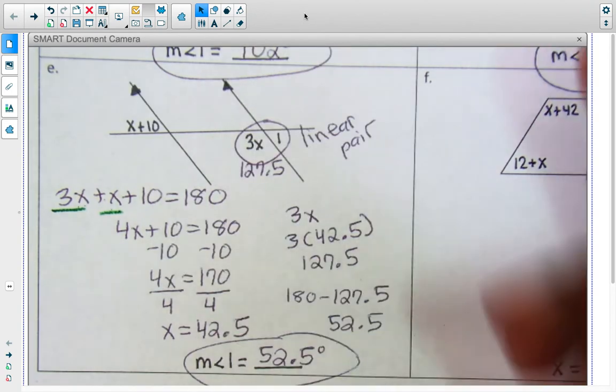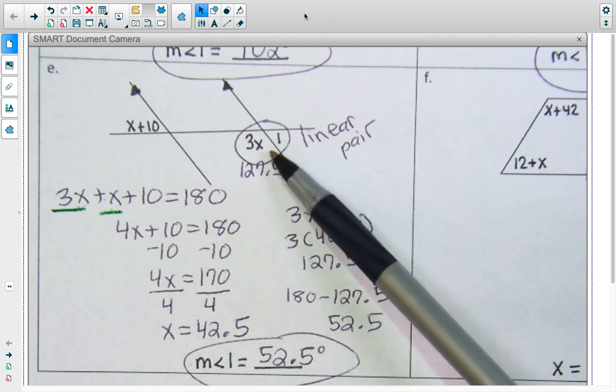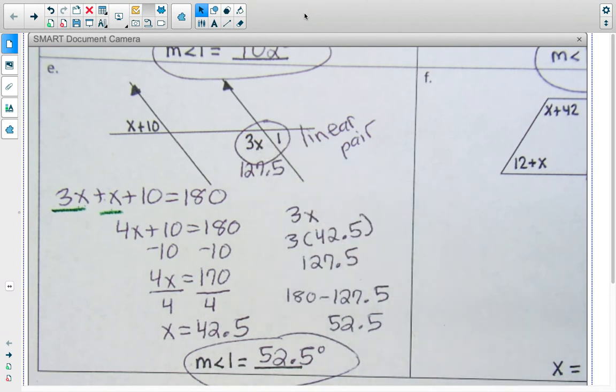So hopefully you see a pattern as all the ones that we've been doing so far. Figure out if they're equal to 180 or congruent to each other. Solve your equation. Take that given information and substitute it back in, and then subtract from 180 because it's probably going to be a linear pair.